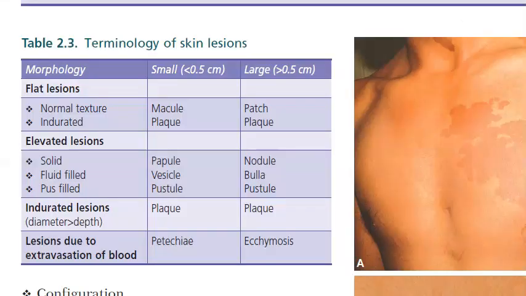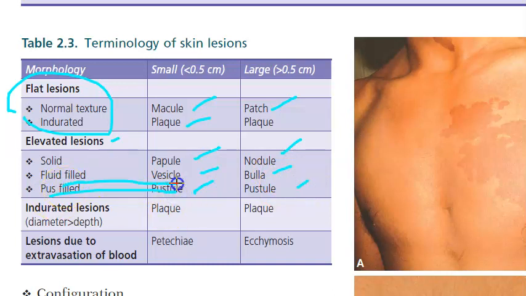There are some terminologies you should know here, like macule, patch, plaque. If it is flat, it is these words: macule, patch, plaque. If it is elevated, then it will be a papule or a nodule or a vesicle or a bulla. If it has pus, it is a pustule. If it is fluid filled, it's a vesicle, right? Lot of terminologies are there actually. At least remember, if it is flat, macule or patch or plaque.